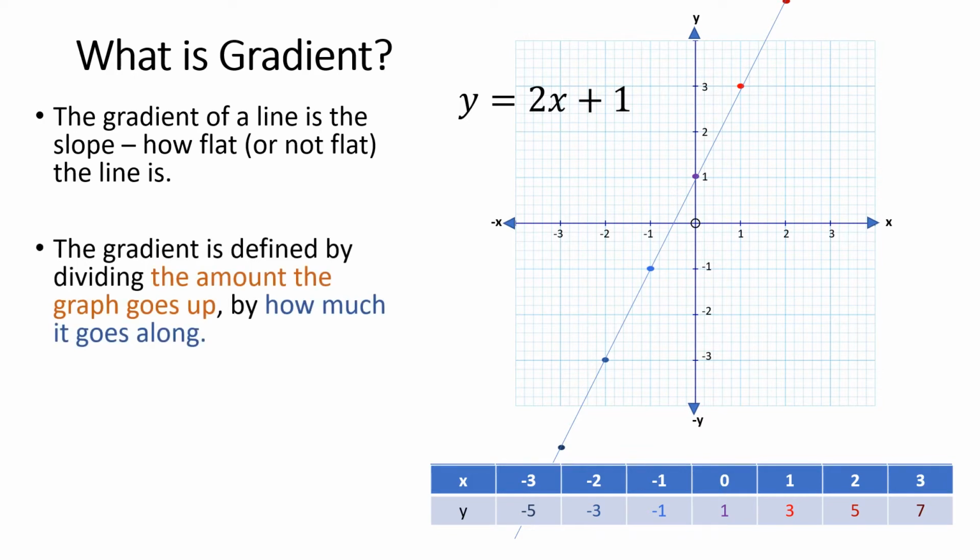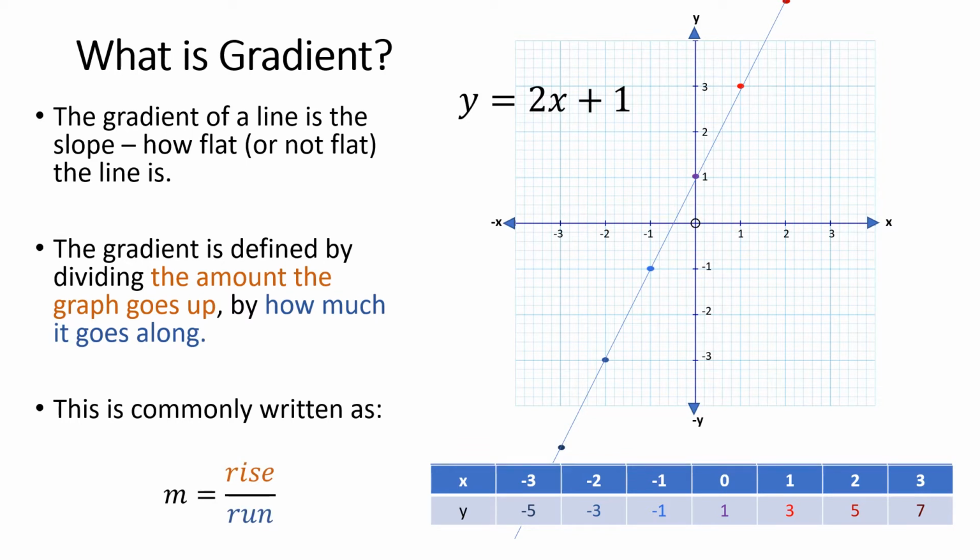We define the gradient by dividing the amount the graph goes up by how much it goes along. And this is commonly written as m equals rise over run. Let's have a look at that on this graph.